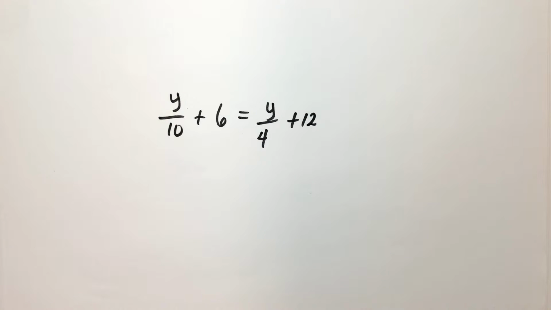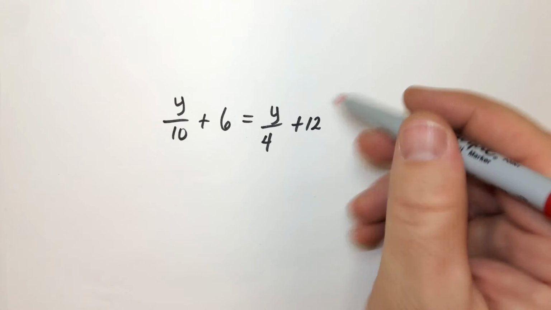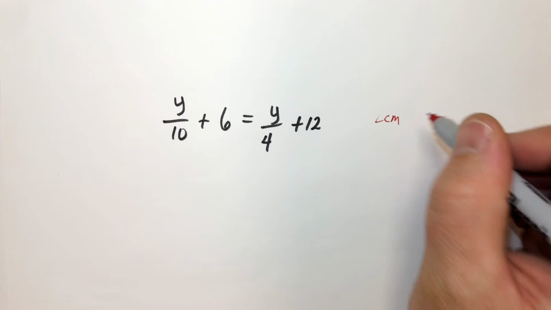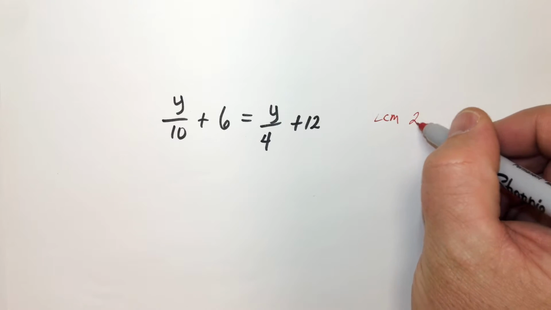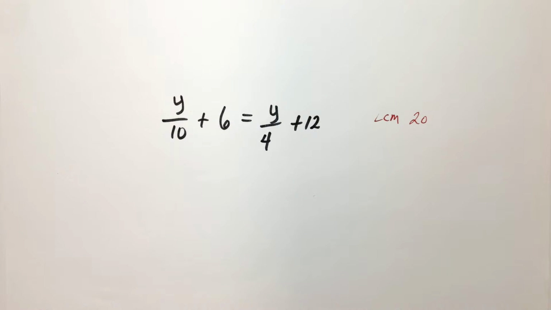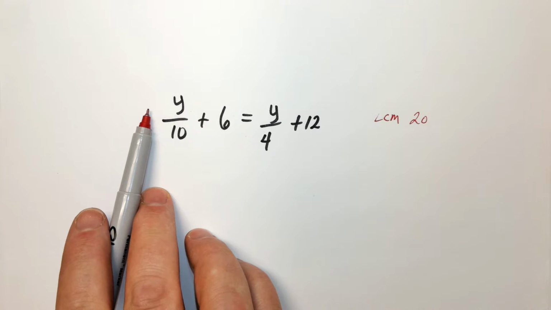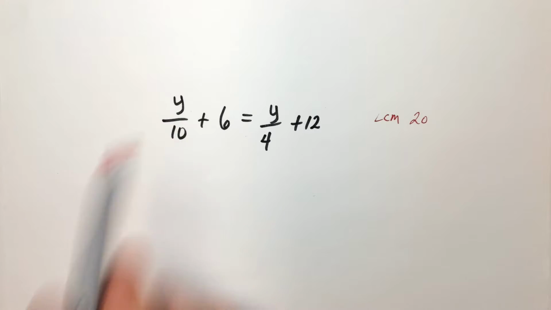Okay, now this one we were talking about, me and Mr. Flowers. This one right here, the LCM is 20. Right? But we don't want to write 4 times 5, because it won't be obvious how it reduces.